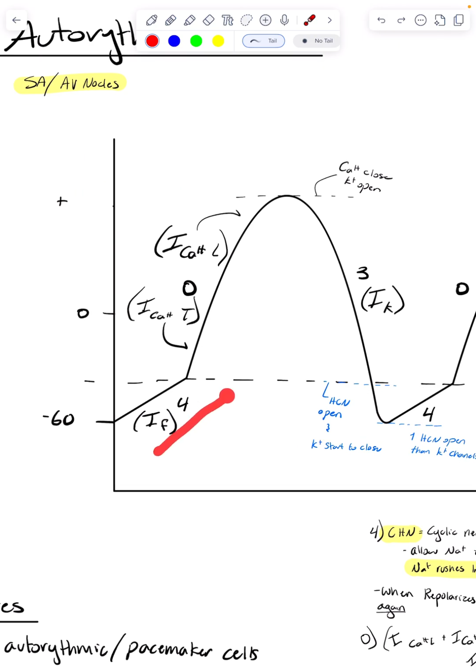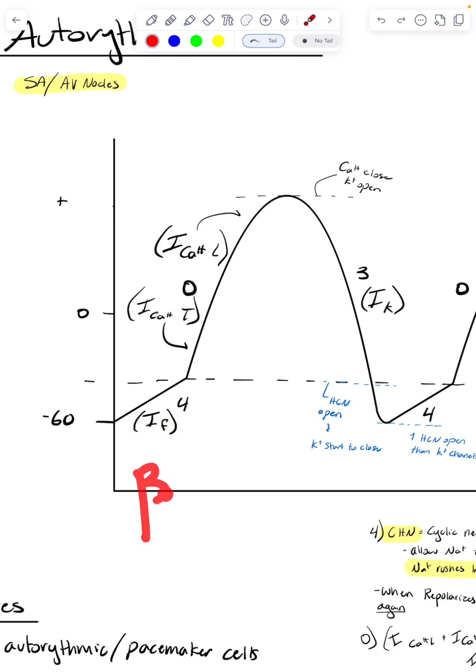It only gets us from here to here. And this funny channel can do kind of cool things. So we have beta 1 and muscarinic 1. This is the sympathetic nervous system. This is the parasympathetic nervous system. And those innervate this IF channel.